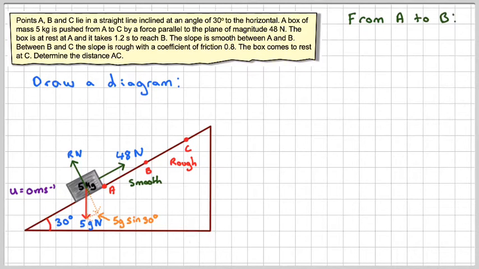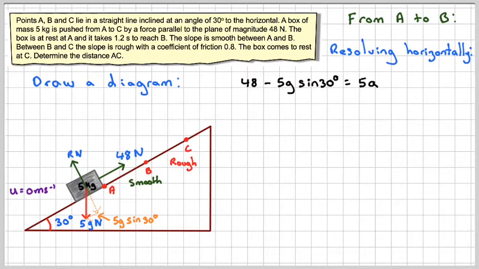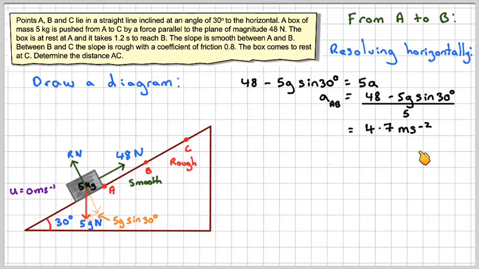From A to B, what we're going to do is calculate the acceleration using Newton's second law. So resolving horizontally, we've got 48 newtons acting up the slope. Acting against that, we've got this one here, 5g sine 30. Notice it will be opposite the 30 degree angle. And that's going to be equal to 5a. And therefore, for AB, a will be 48 minus 5g sine 30 over 5, which will give an acceleration of 4.7 meters per second squared. We'll put that on the diagram.